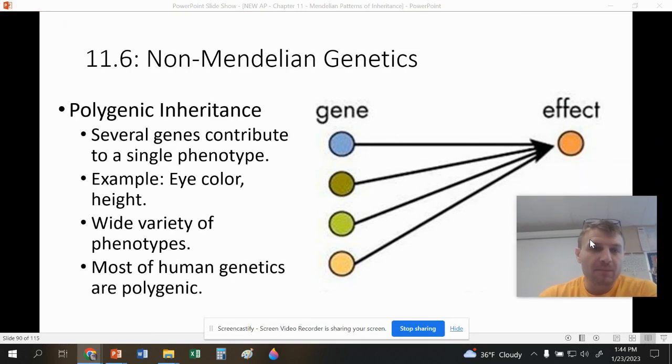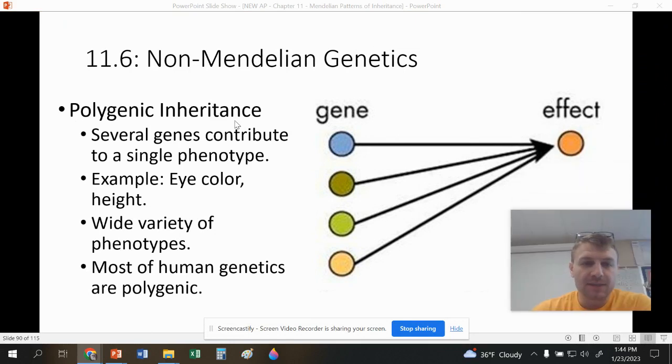11.6, we're going to talk about polygenic inheritance. Like the name suggests, poly meaning many, this is where several genes contribute to the effect of one phenotype. So it's not just one gene, one phenotype. Several genes will all have an effect on a single phenotype. Just like multiple alleles traits, this is where most of human genetics falls, where it's not just one gene per trait.